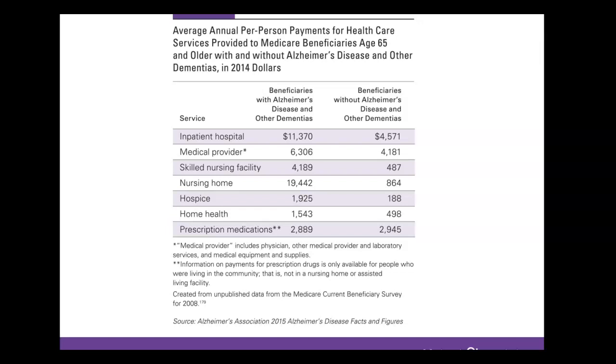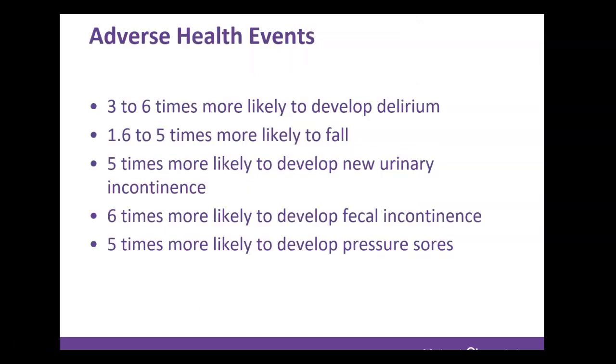This slide talks a little bit about the care and the cost of treating Alzheimer's and dementia patients in different levels of care at the medical provider's office, inpatient hospital, skilled nursing facility, nursing home, hospice, home health, or prescription medications. People who are suffering and families who are taking care of people who are suffering from Alzheimer's need to be mindful of the associated adverse health events that can occur with Alzheimer's.